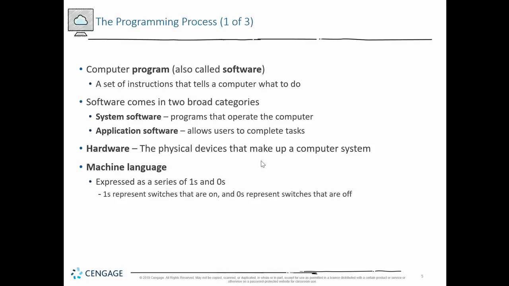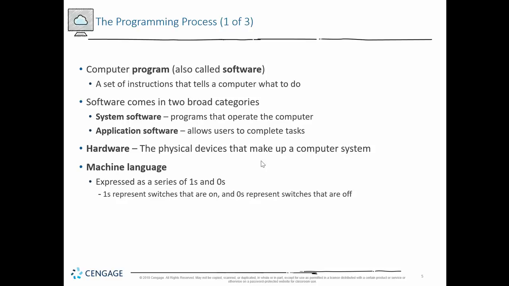So, they define here a computer program as a set of instructions that tell the computer what it should do. And really, that's a pretty good definition. There are two basic types of programming languages: system software and application software. System software is more concerned with operating systems and things like that, and application software is what we're going to be doing. As it says, it allows users to complete tasks.